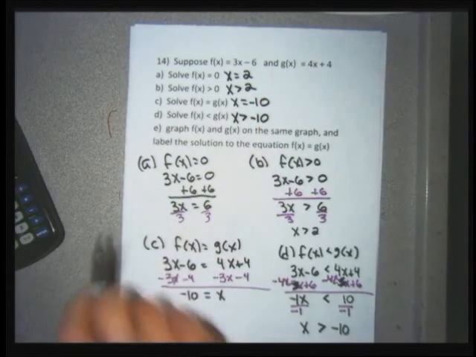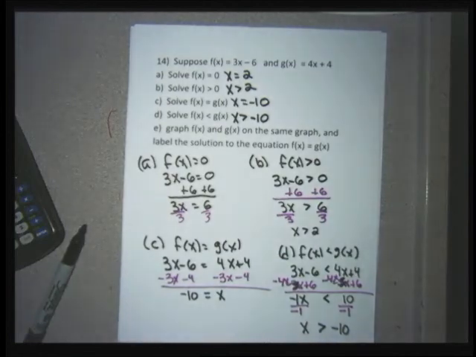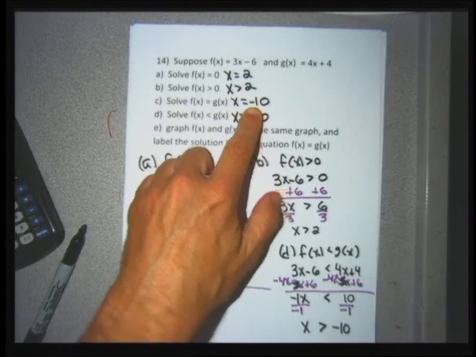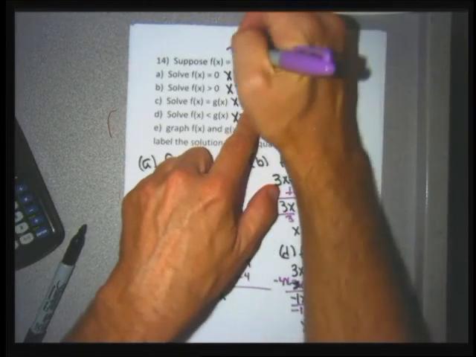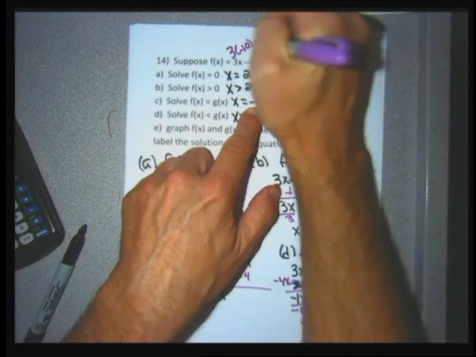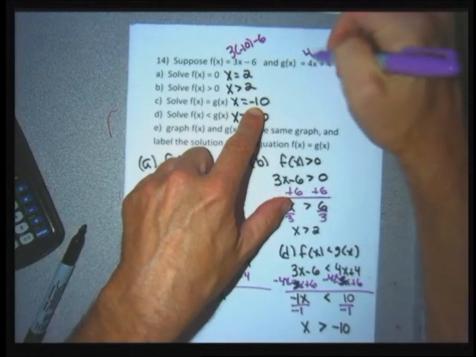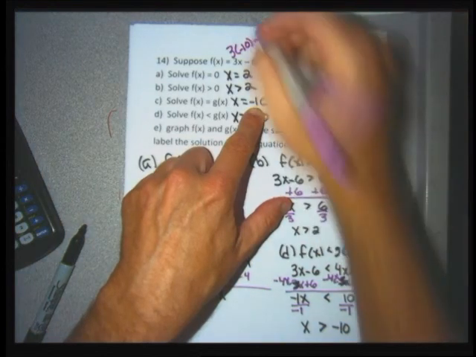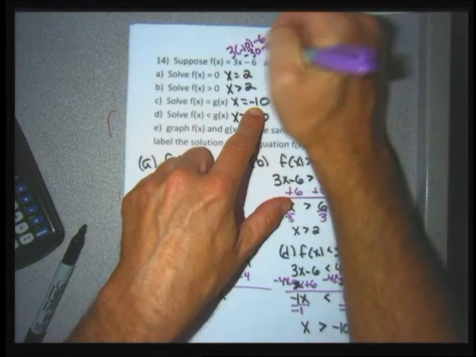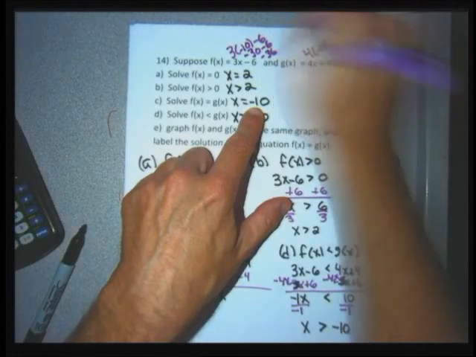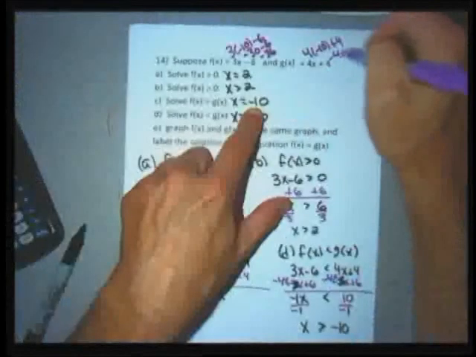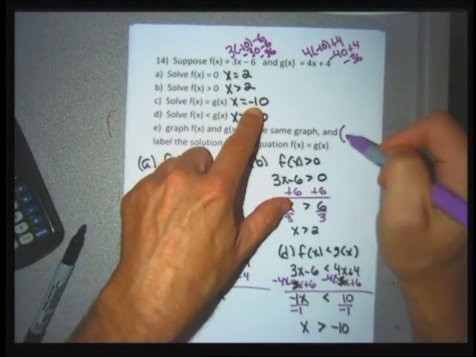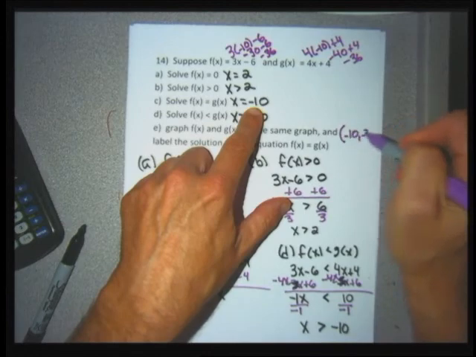When I go to sketch my graph, I'm going to make the window work well. I know the x-coordinate of where the graphs are going to cross is at negative 10. To get the y-coordinate, I could take this negative 10, plug it into the f function, or I can plug it into the g function. They both are okay. If I plugged it into the f function, I'd go negative 30 minus 6 and get negative 36. If I went to the g function, I'd get negative 40 plus 4, which is negative 36. So these two graphs are going to intersect at the point negative 10, negative 36.